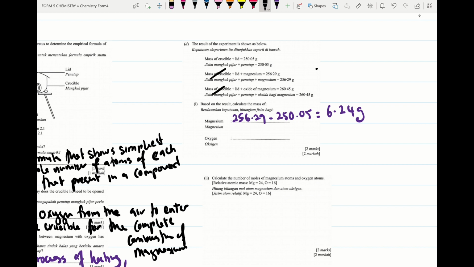All right, so we try to find the mass of oxygen atom. We cancel the crucible, lid, and magnesium, we will get the mass of oxygen. So that means 260.45 minus 256.29, so I get 4.16 gram.